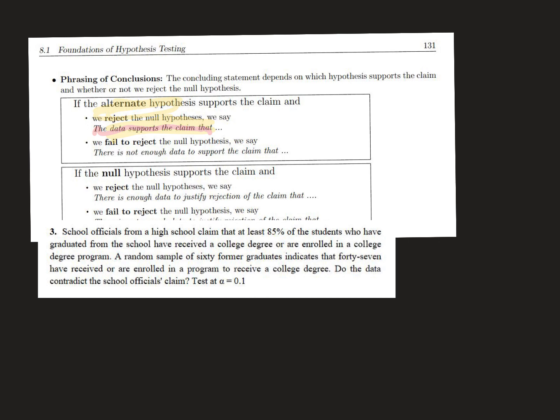There's enough data to support the rejection of the claim that the rate of graduation, the rate of advanced degrees, is less than 85 or more than 85%. No, it would say it's less than 85%. So we're rejecting that claim. Okay, I hope this helps.